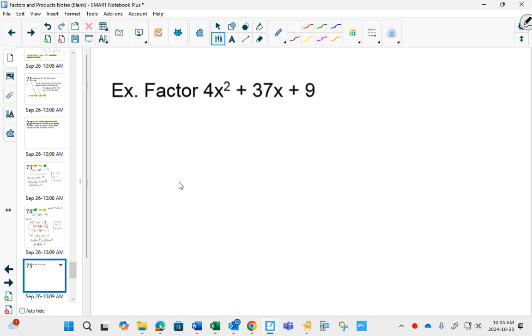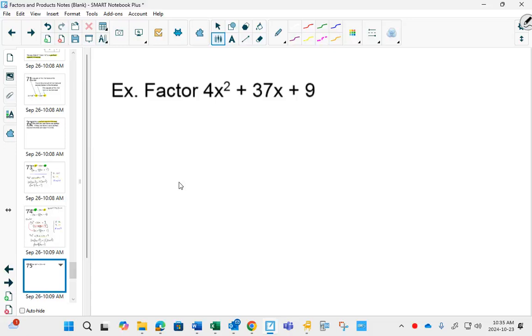Oh, I had the same brainwave that I just did with you with this one. It looks like a perfect square, but it doesn't work. Okay?